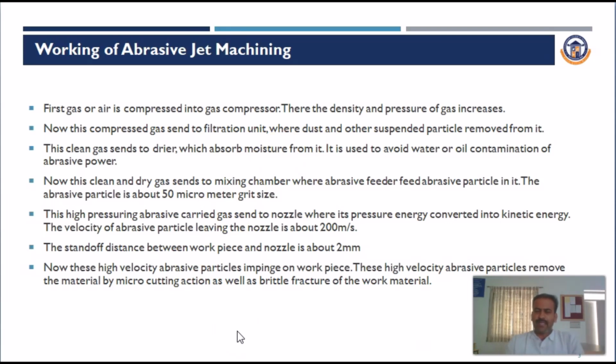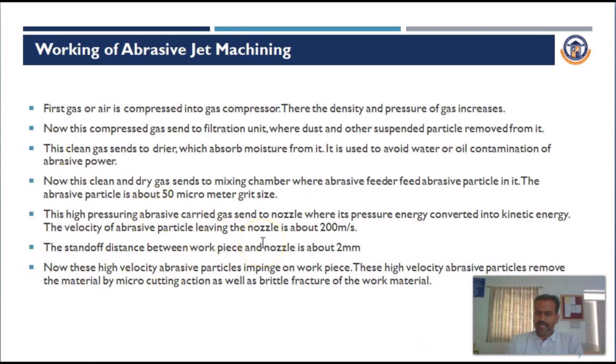The cleaned gas is then sent to the dryer, which absorbs moisture from it. This is used to avoid water or oil contamination of the abrasive powders. Now this clean and dry gas is sent to the mixing chamber, where the gas and abrasive are perfectly mixed. The abrasive feeder feeds the abrasive particles, about 50 micrometer grit size. The high pressure abrasive carrying gas is sent to the nozzle, where its pressure energy is converted into kinetic energy.